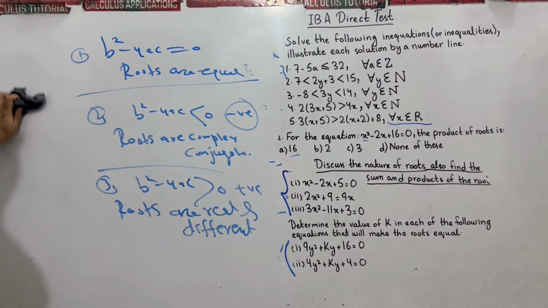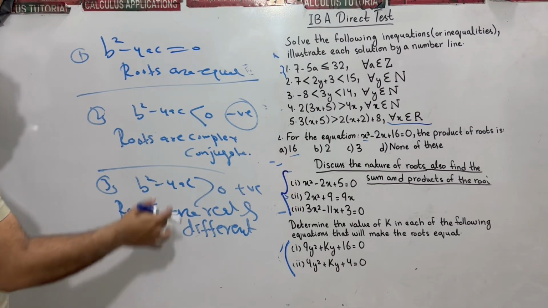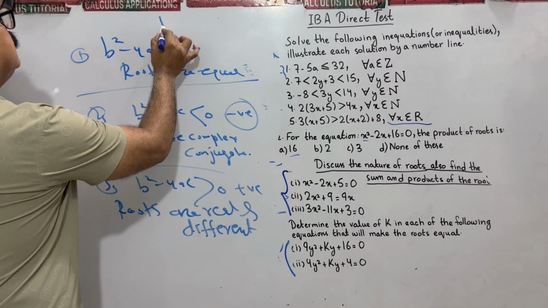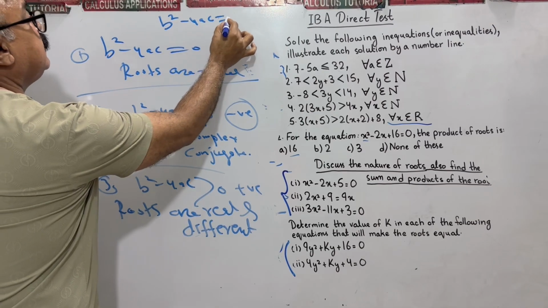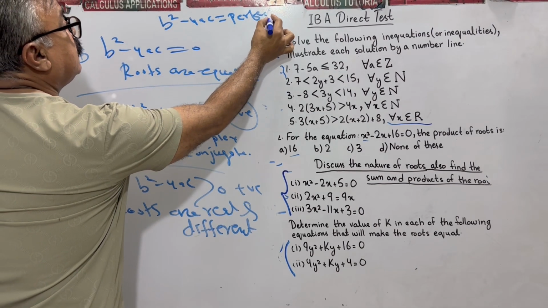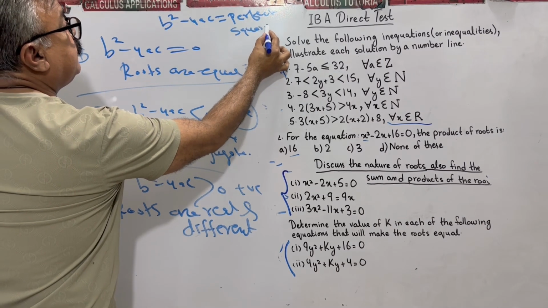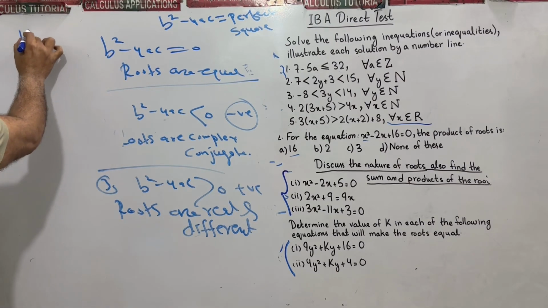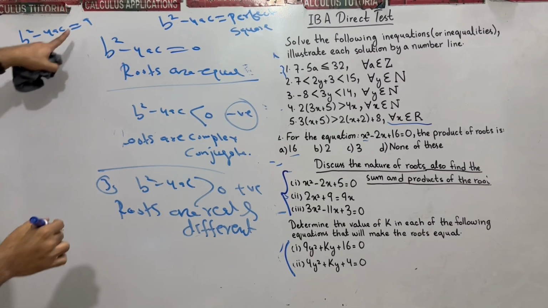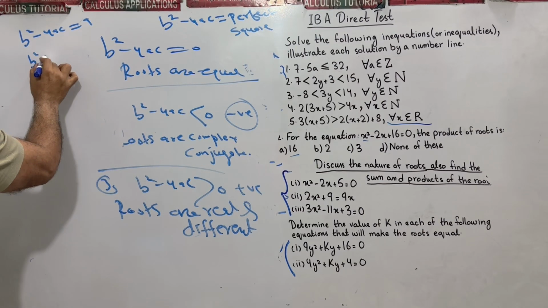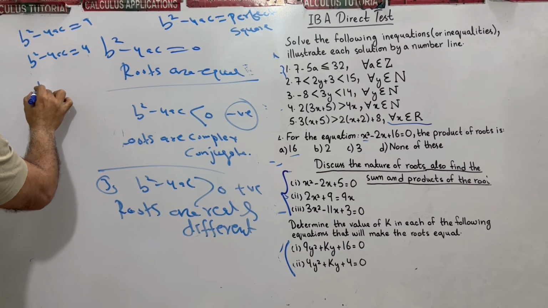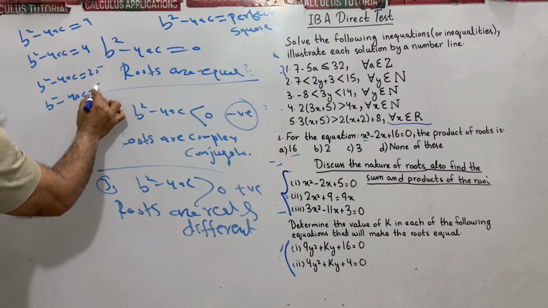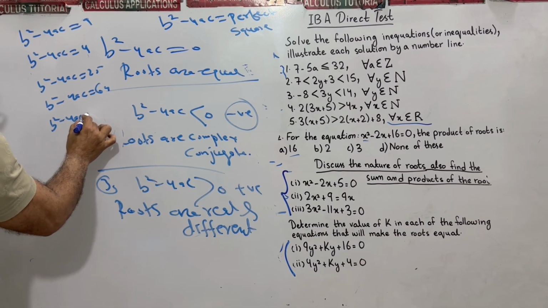Here is a fourth possibility, an advanced one that shouldn't be present in such sort of exam, but let me mention this one as well for you. The result of b square minus 4ac is equal to a perfect square. Perfect square means a quantity like b square minus 4ac is equal to 9, 4, 25, 64, or 100.